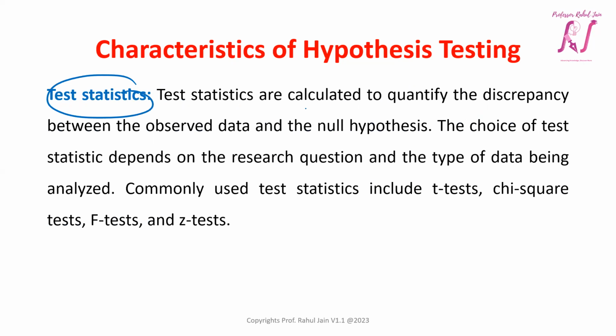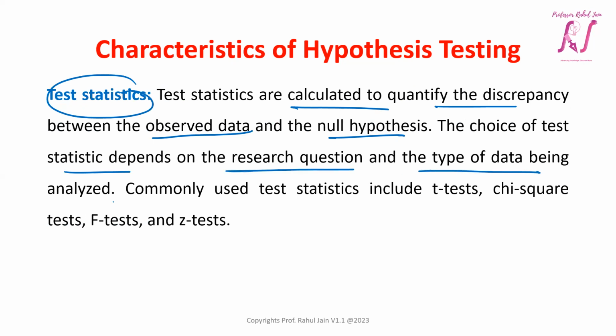Test statistics. Test statistics are calculated to quantify the discrepancy between the observed data and the null hypothesis. The choice of test statistic depends on the research question and the type of data being analyzed. Commonly used test statistics include the t-test, chi-square test, F-test, and z-test, which we are going to discuss in our next lectures.